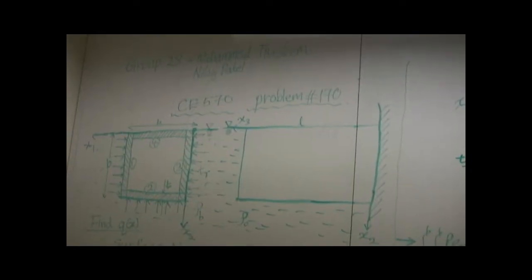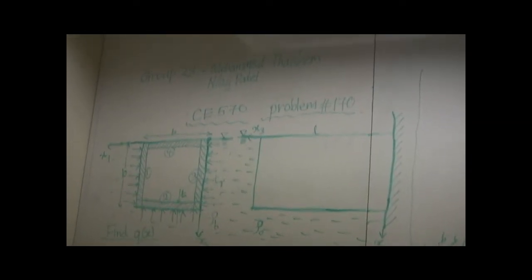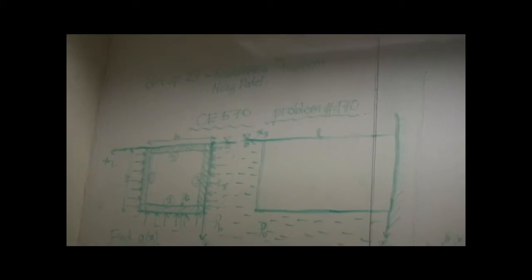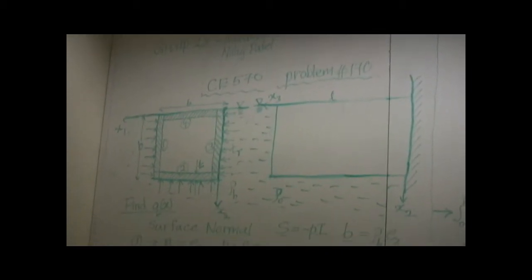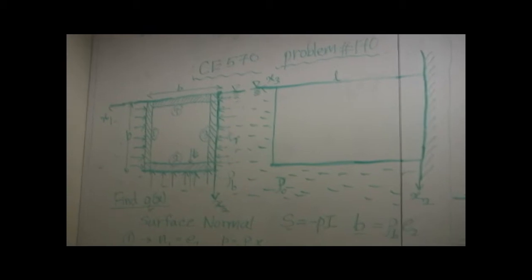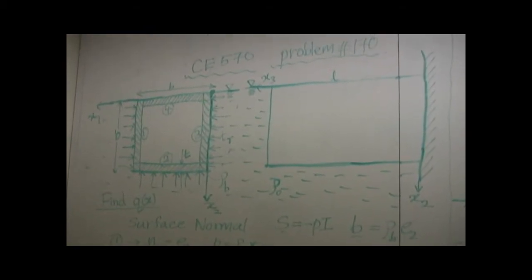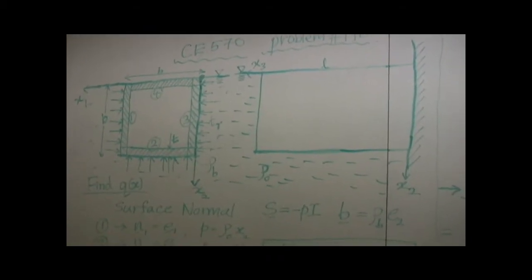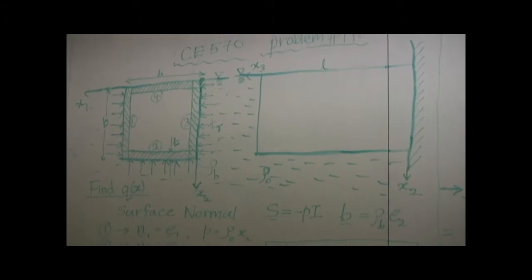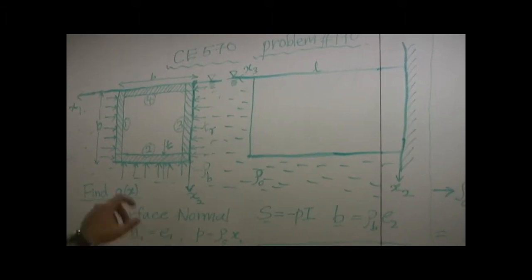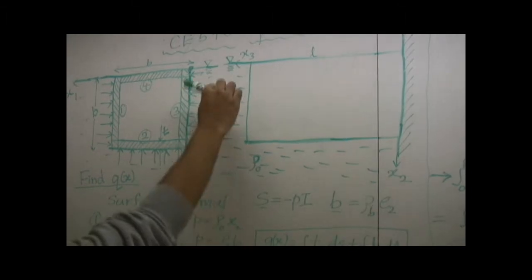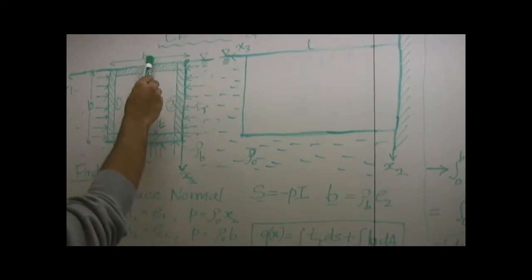Number 28, and we are going to solve problem number 170 from chapter 7. As given in the problem, we are given a hollow beam which is completely submerged in the fluid of unit weight rho 0. The thickness of the surface of the beam is T and the width of the beam on all the four surfaces is B.